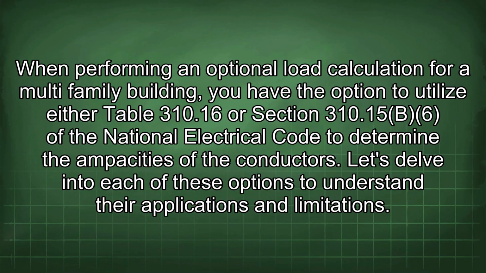When performing an optional load calculation for a multi-family building, you have the option to utilize either Table 310.16 or Section 310.15(B)(6) of the National Electrical Code to determine the ampacities of the conductors. Let's delve into each of these options to understand their applications and limitations.